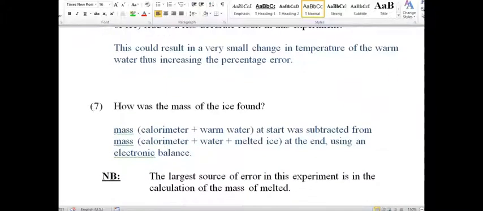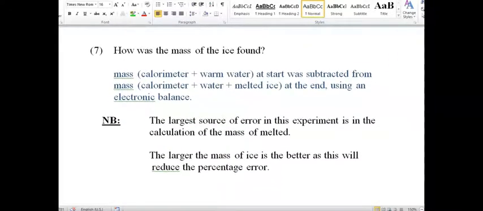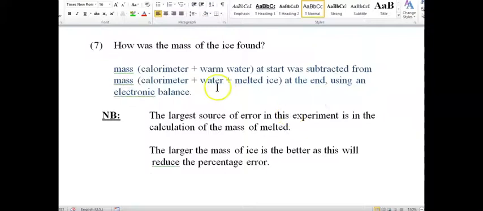Also, it has been asked several times in Leaving Cert: how was the mass of the ice found? Well, it's very simple. The mass of the calorimeter plus warm water at the start was subtracted from the mass of the calorimeter plus warm water at the end of the experiment, and the difference between the two would clearly be the mass of the melting ice. You could just add on as well, this is done with an electronic balance. And the largest source of error in this experiment will always be the smallest value, which in this case will be the mass of the ice melted.